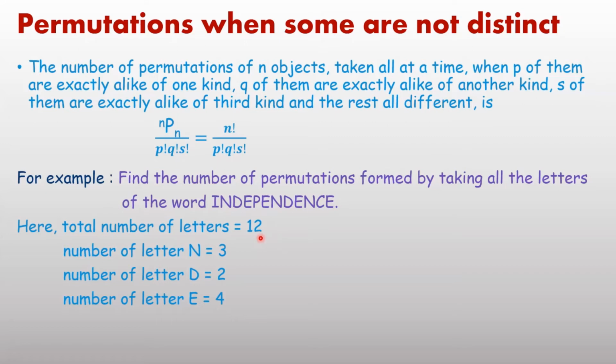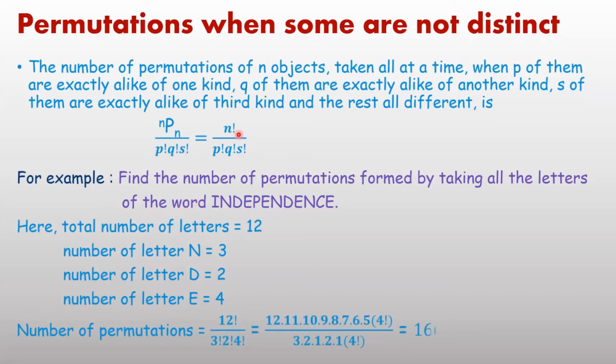That is 12P12 upon factorial 3 into factorial 2 into factorial 4. And in place of 12P12 you can write factorial n, meaning factorial 12. Simplify, you get the result. I hope this topic is clear. If some letters are repeated, this is the method by which you can solve. If all are different, then I have already covered it in the previous video, that is 12P5 or 12P12.